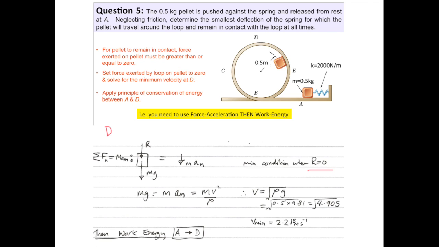So equating the forces in the normal direction at D, we're going to have mg, the weight, is equal to the circular motion, m times an, so mv squared over rho. So the speed that it needs to just stay in contact here, so v min, is going to be 2.215 meters per second.